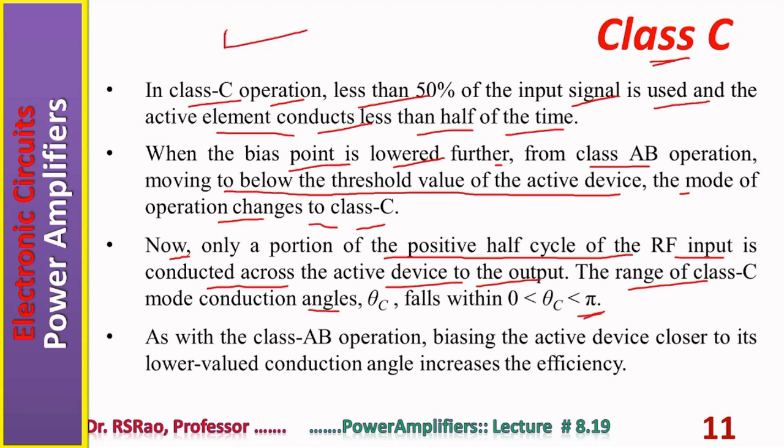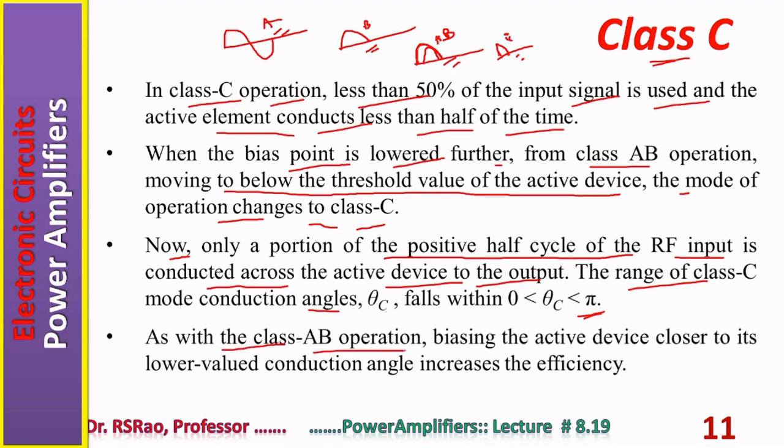In class A, entire cycle, this is A. In B, only half cycle, this is B. In AB, more than half cycle, this is AB. In C, less than half cycle. Full cycle means 360 degrees, half cycle means 180 degrees, more than half cycle means more than 180 degrees, less than half cycle means less than 180. This is class A, class B, class AB, class C in terms of conduction angles.